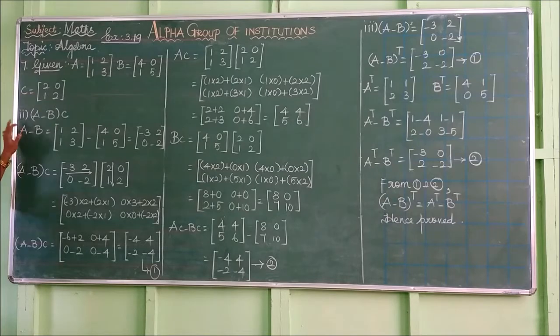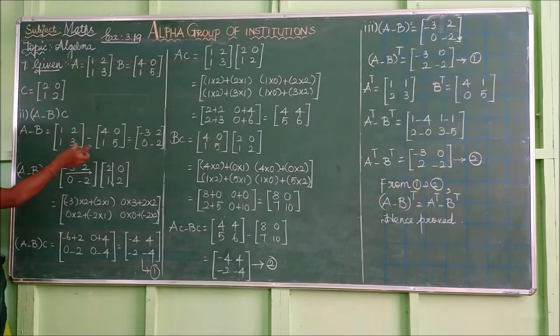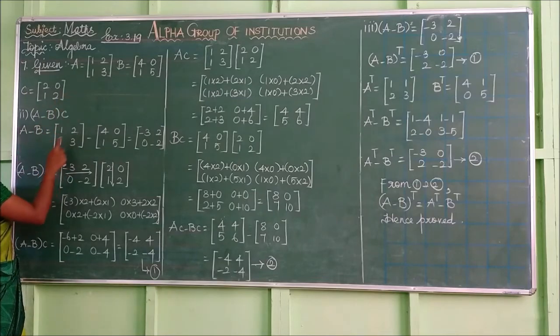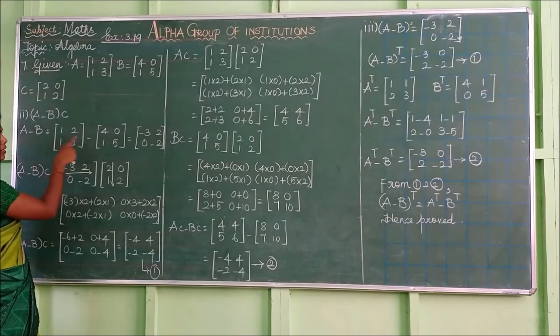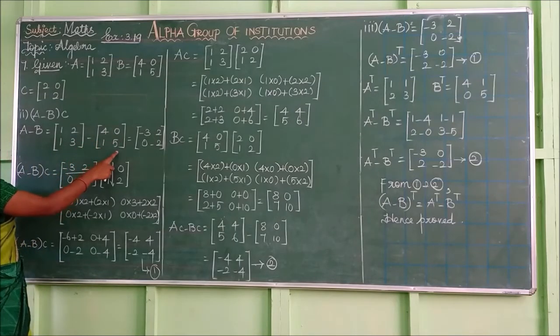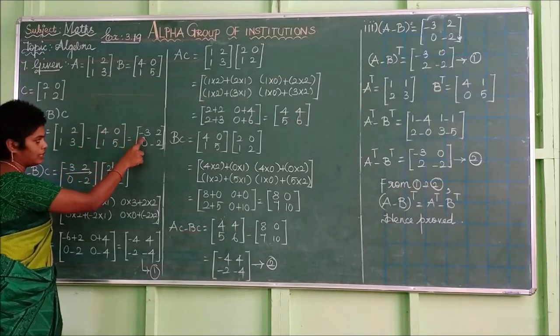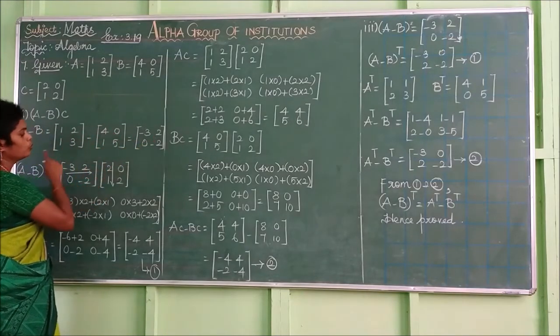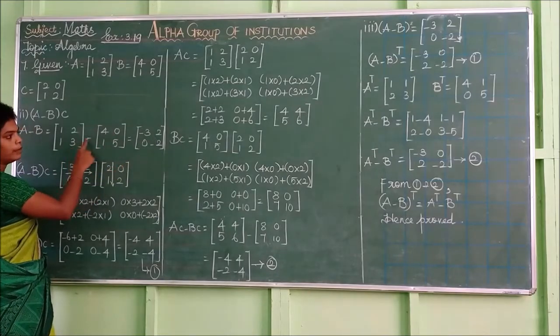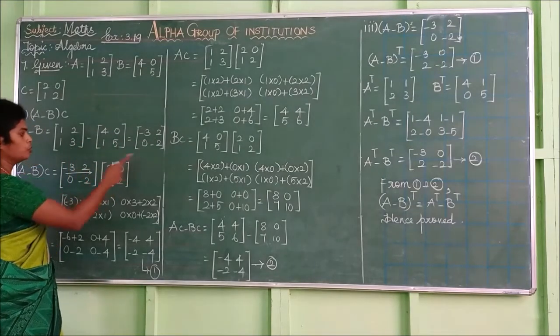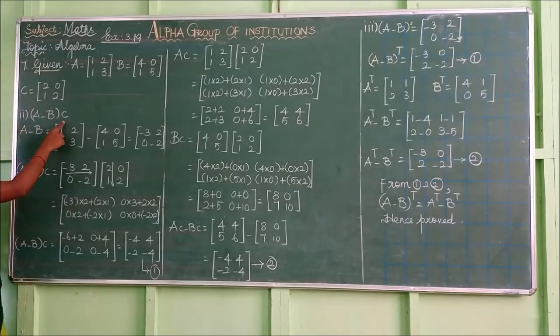Now listen to the second subdivision, A minus B into C. First you have to find A minus B. Write matrix A, which is 1 2 1 3, minus matrix B, which is 4 0 1 5. So you have to subtract the corresponding numbers. 1 minus 4 is minus 3, 2 minus 0 is 2, 1 minus 1 is 0, 3 minus 5 is minus 2. Next you have to multiply this with the C matrix.